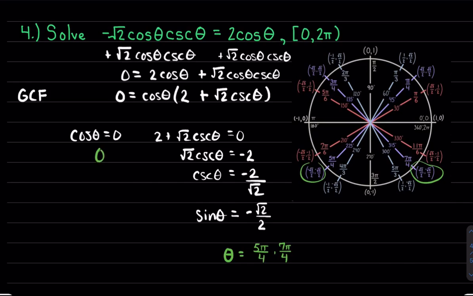And then remember, theta also, we have to look at where cosine is equal to 0. Remember, cosine is the x value. So cosine is 0 at pi over 2 and down here at 3 pi over 2. So therefore, theta is pi over 2, 3 pi over 2, 5 pi over 4, and 7 pi over 4.